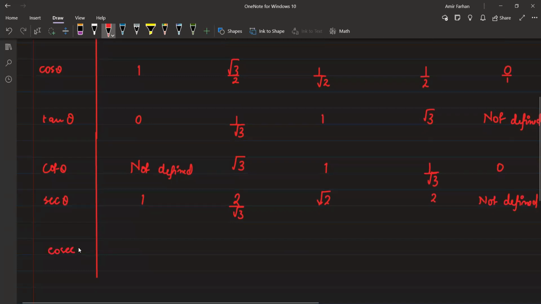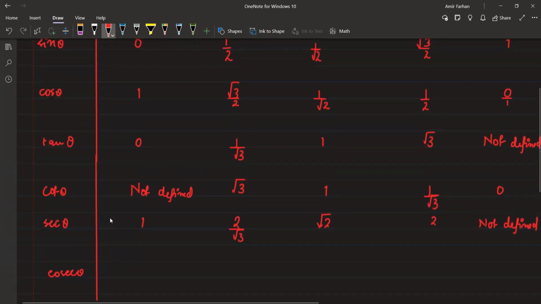Cosec theta. Cosec is the reciprocal of sine. Right now it's 0 by 1. When you reciprocate it, what will you get? Not defined. Very good.